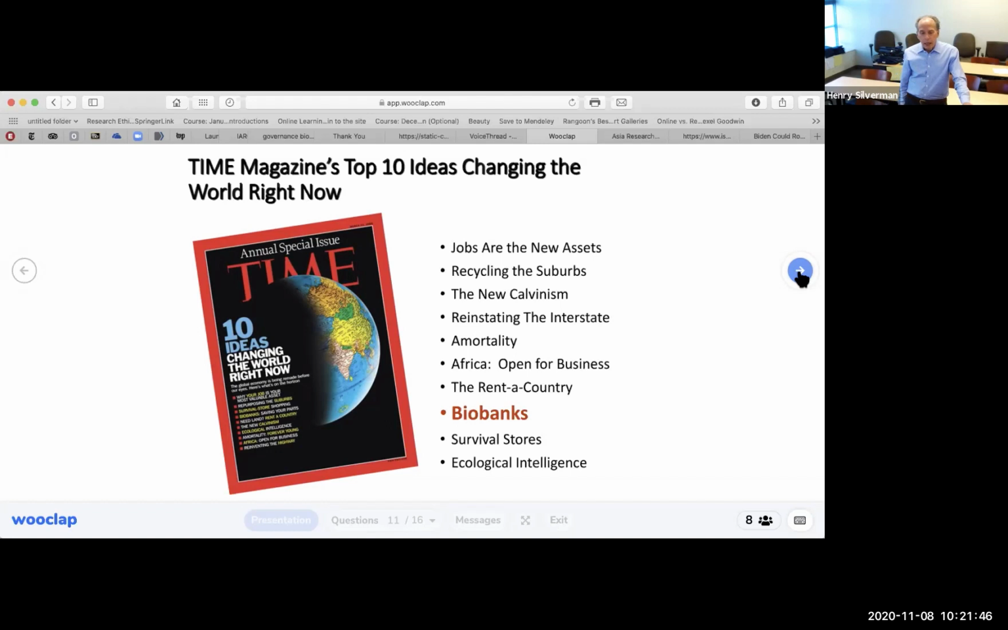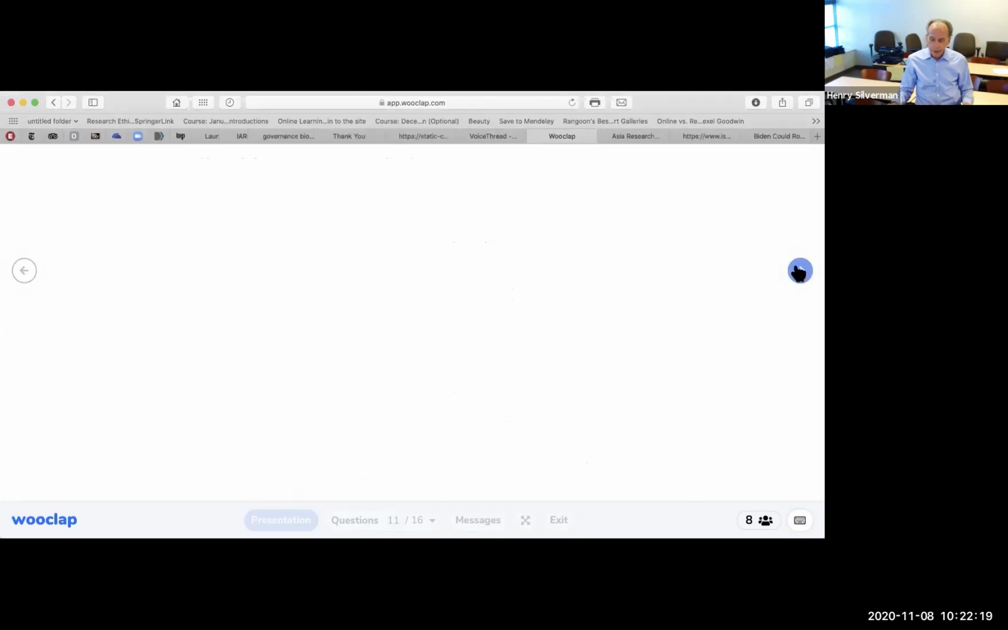So biobanks are becoming increasingly an important topic. And we see here it was rated number 8 out of the top 10 ideas. And this was back in 2009. So it's becoming more and more widespread as an important issue.